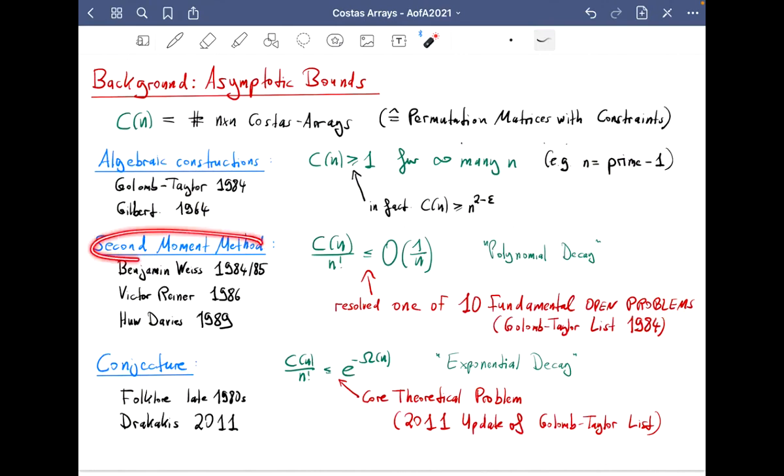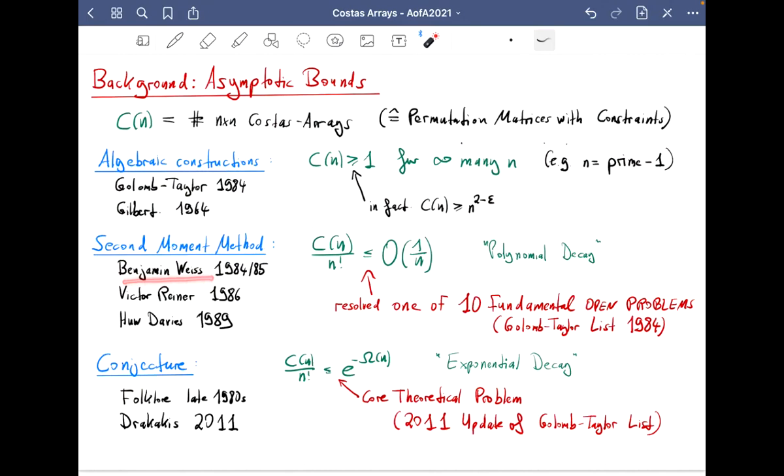And as I mentioned, this was in these 3 independent works, one by Benjamin Weiss from Hebrew University. Some of you might know him. He's the advisor of the Fields medalist Lindenstrauss. Then another proof was given shortly after by Victor Reiner independently, who's now a full professor at Minnesota. And another proof was given slightly later by Hugh Davies, who's an electrical engineer.